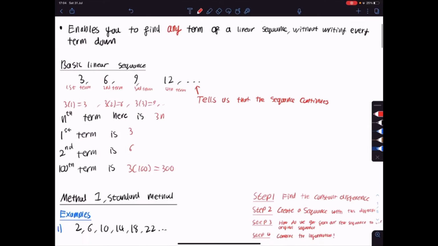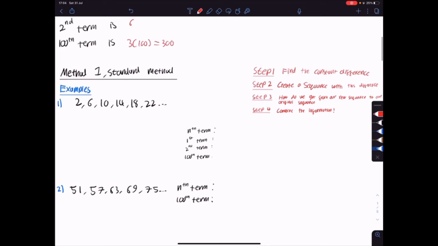Okay, so now I'm going to go through the method of actually finding the nth term. It's a 4-part method, but this is just a framework. Once you do a bit of practice, you'll be able to do it in your head without using these different steps. Okay, so here we have an example of a linear sequence, 2, 6, 10, and so on. Our first step is just to find the constant difference. So how do we get from 2 to 6, 6 to 10, 10 to 14? Well, each time we're just adding 4. So our constant difference here for step 1 is just plus 4.